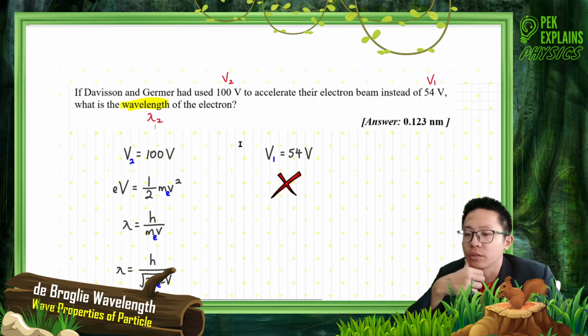So it seems not much information is given here. He didn't give the wavelength for the original condition. Never mind, just write it down. We have the original condition V1 and the new condition V2. So how to relate the voltage to wavelength? Still remember?